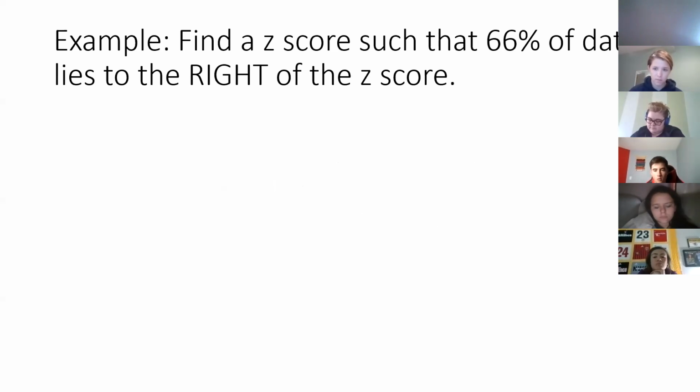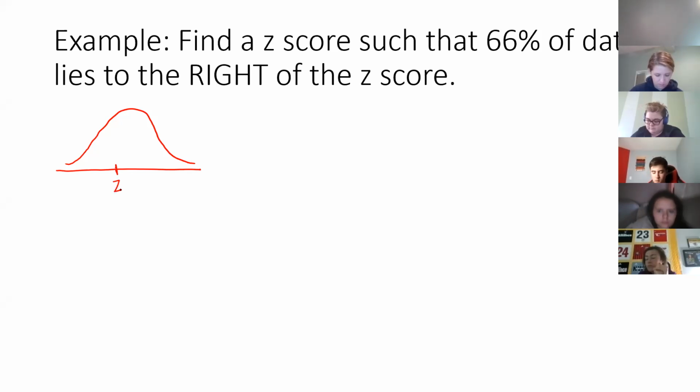What I like to do is literally draw this out. I'm going to draw a normal curve, and then I'm going to say, okay, I'm looking for some kind of a Z-score. I'm going to put it to the right or to the left of the mean, because what I'm saying is 66% of the data needs to be to the right of that Z-score. And so I'm looking for that Z-score.